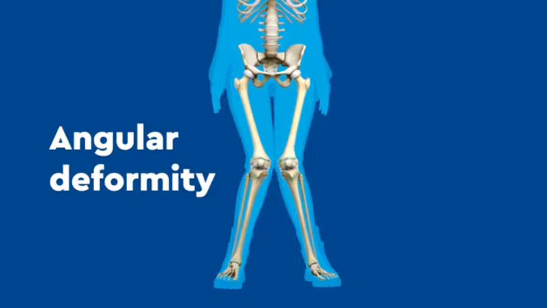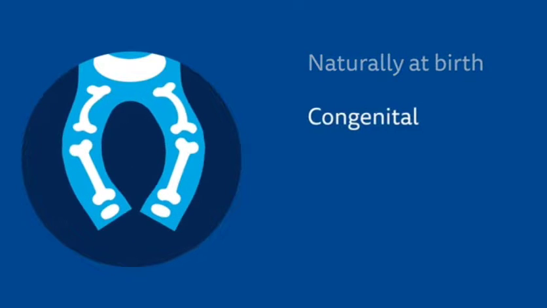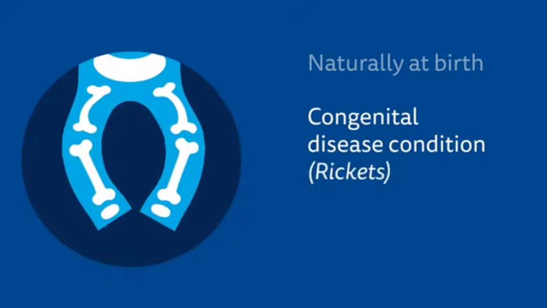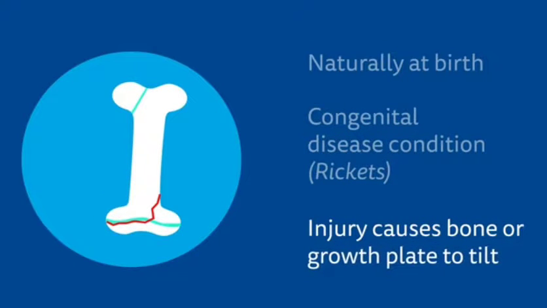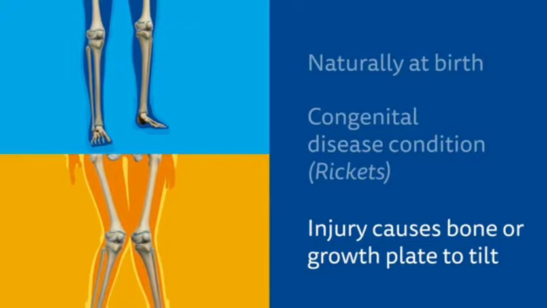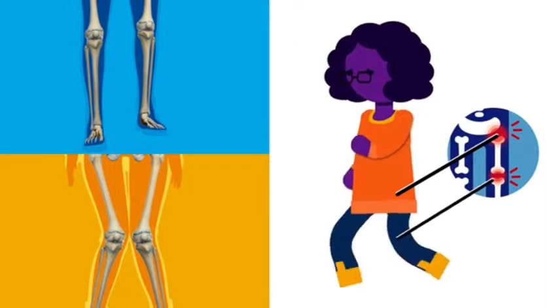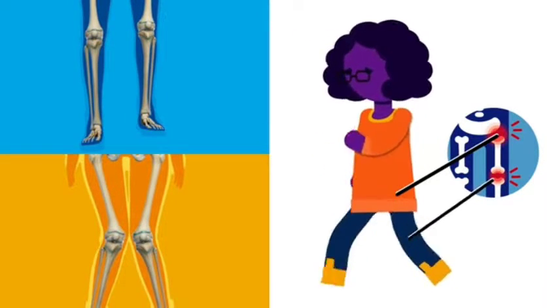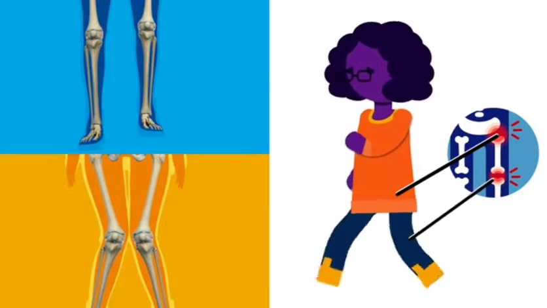An angular limb deformity can occur naturally at birth, as a result of a congenital disease condition like rickets, or after injury causes the bone or growth plate to tilt from its normal angle. Limb length discrepancies and angular deformities can affect your mobility, and over time can lead to joint problems or arthritis. Surgery can help protect your joints and correct these limb deformities over time.